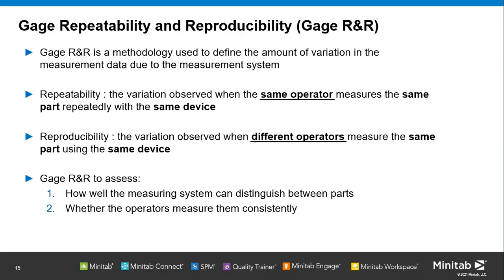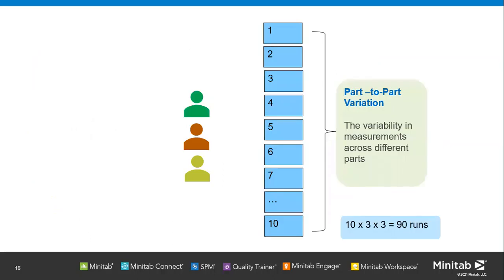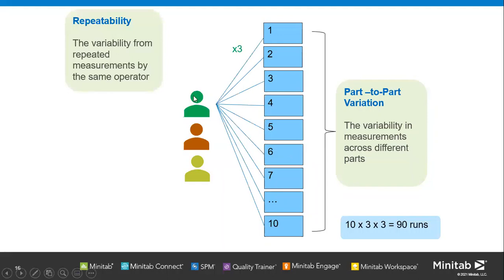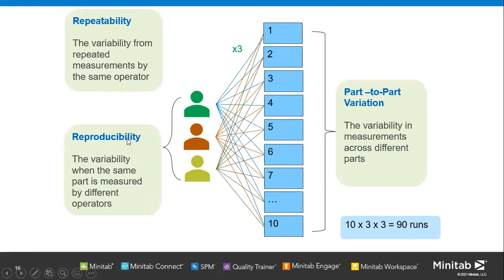Okay, for this case, maybe you have 10 parts here. From part 1 up to part 10, we call this the part-to-part variation. Then you repeat it 3 times. You have 3 operators, and every operator repeats 3 times. And then we have what we call reproducibility, with different operators here.